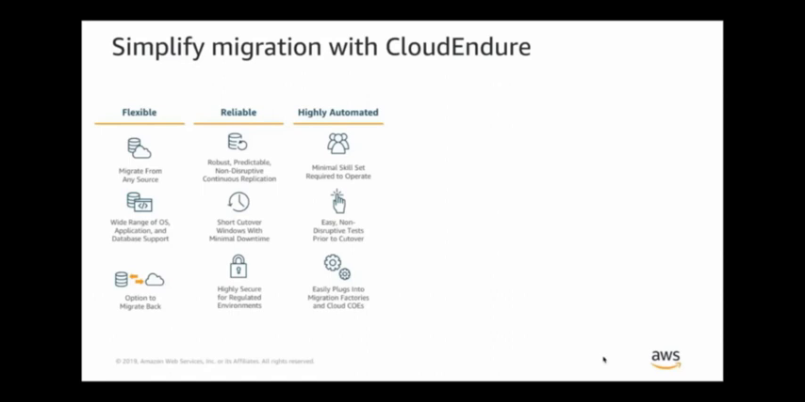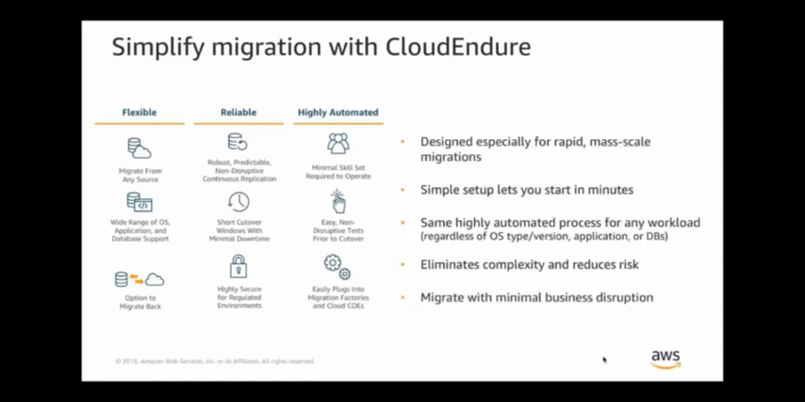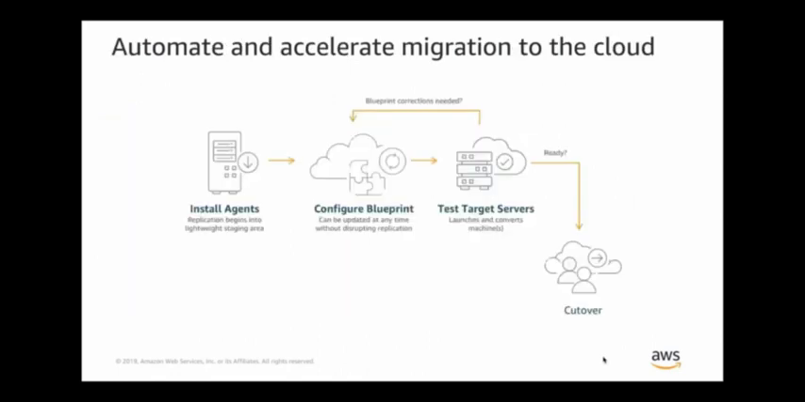So let's recap what some of these benefits of CloudEndure are. CloudEndure helps us rapidly achieve mass-scale migrations. It is set up in minutes, and it lets us start migrating into the cloud in minutes. It is a highly automated process that's applicable for any OS type, version, or database. It eliminates complexity and reduces risk. And finally, it allows us to migrate with minimal business disruption. So at a high level, how does CloudEndure work?